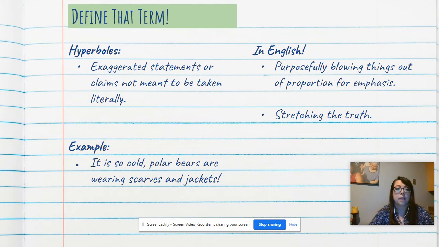For example, it is so cold, polar bears are wearing scarves and jackets. Now, polar bears are not literally wearing scarves and jackets. So, what does it mean? It means that it's so cold out that even animals like polar bears, who are designed to live in that climate, are finding it really cold. We are purposely exaggerating how cold it is to get our point across that we ourselves are feeling cold or the weather outside is feeling cold. We're just stretching the truth a little bit.